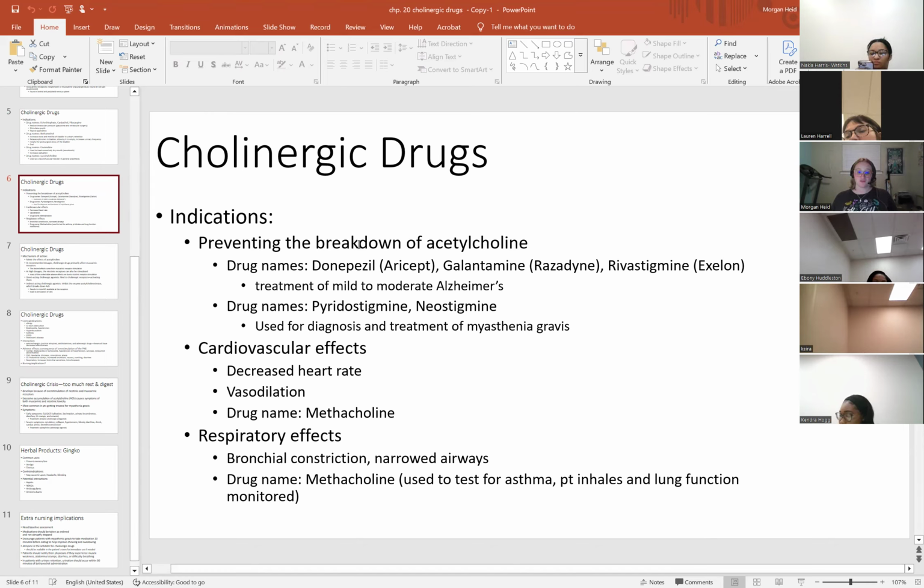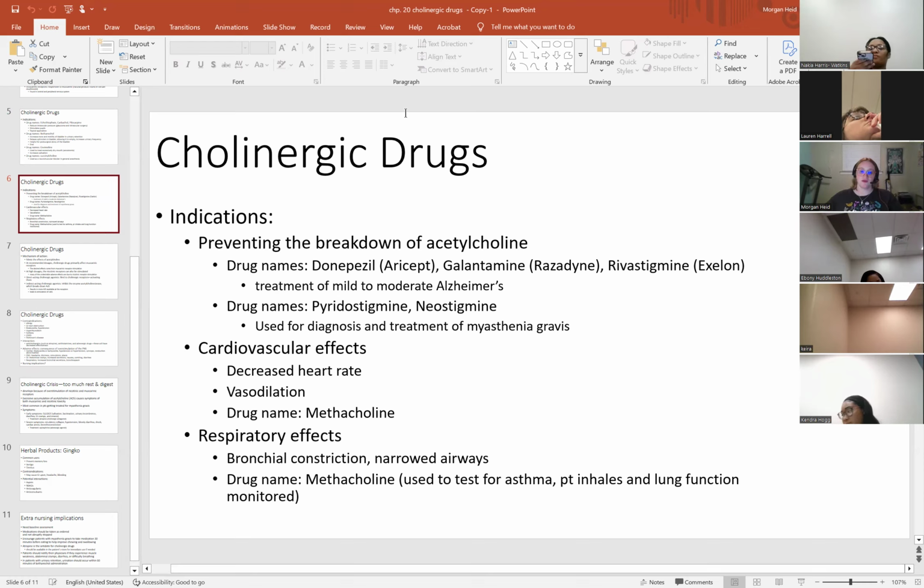So think drugs like Aricept or donepezil, however you say it, will make it harder, or it's going to be a treatment for Alzheimer's, right? Because again, Alzheimer's causes breakdown of acetylcholine. So if I stop that or promote the more effective usage of acetylcholine, it may help the Alzheimer's symptoms. Okay.